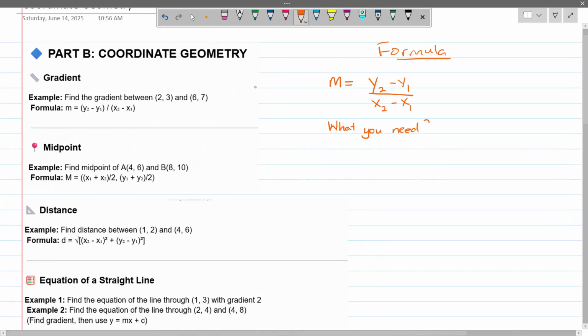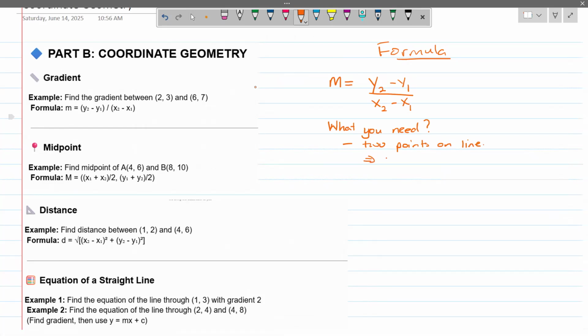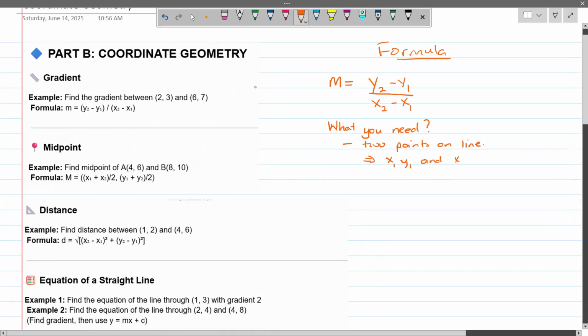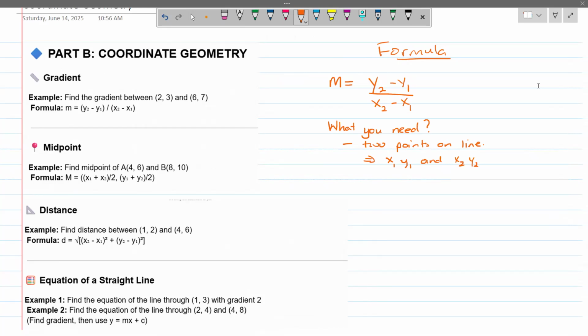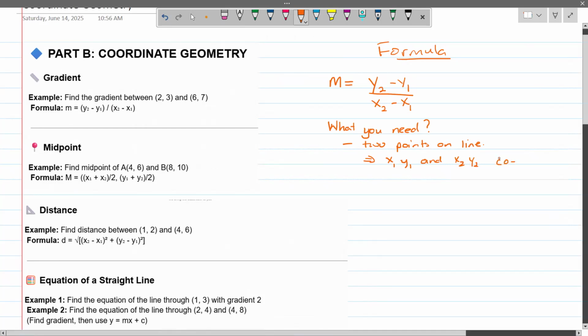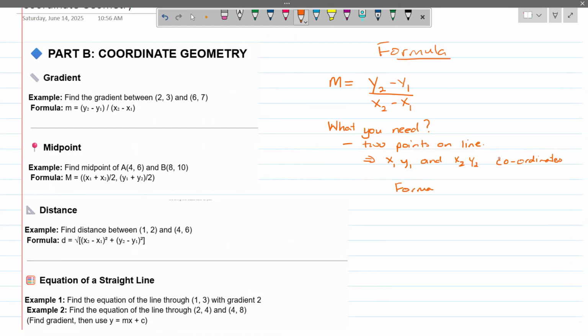In order to work out the gradient of our line, you need 2 points on the line. What this provides is our x1, y1, and the x2, y2 coordinates. All right? This is why we need 2 points. So the format for a solution.